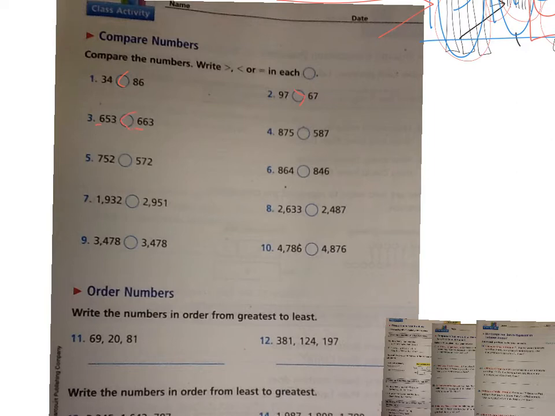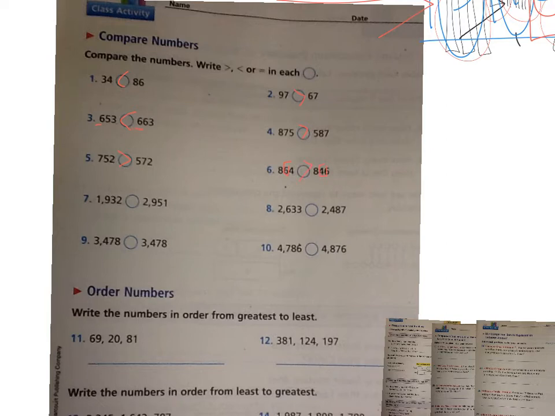875 and 587, you should be able to tell that there's 8 100s and 5 100s, so 8 100s are bigger. Here the same thing, there are 7 100s, way bigger than 5 100s. Over here they each have 8 100s. Then they have 6 10s here and 4 10s here, so 6 10s is greater.